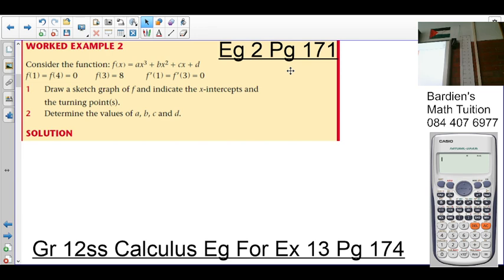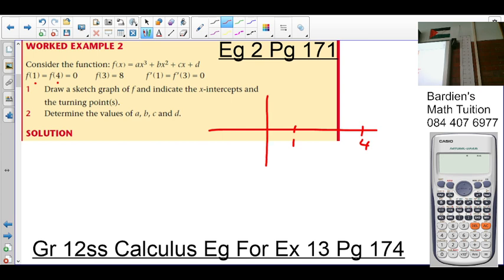We are still determining the equation of the cubic function. So it says consider the function f of x equal to ax cubed plus bx squared plus cx plus d. If f of 1 is equal to f of 4, which is equal to 0. People, when do we set f of x equal to 0? Your x-intercept. So in other words, these are x-intercept values. So in other words, x is equal to 4 and 1.